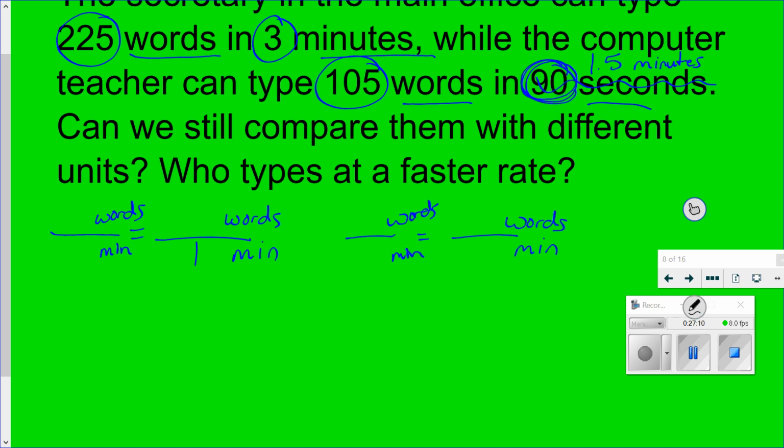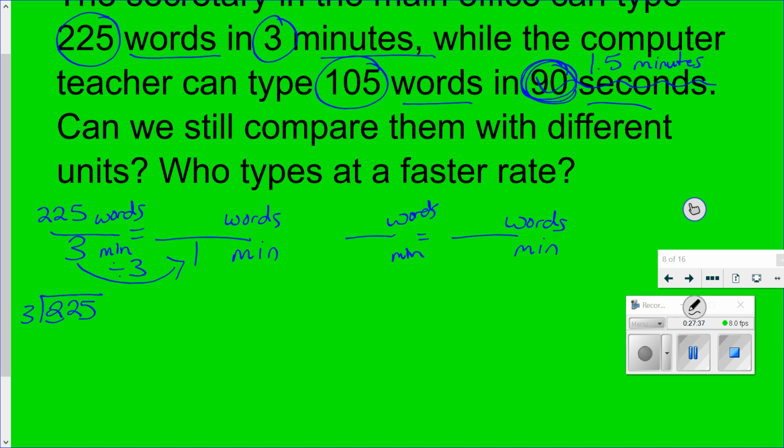All right, so let's start with the secretary. What do we know about the secretary's typing speed? Sean? The typing speed is 3 minutes, and the number of words is 225 words. 3 minutes. All right, so we're going from 3 minutes to 1 minute. What do we do? We're going to divide by 3, so I have to divide 225 by 3.